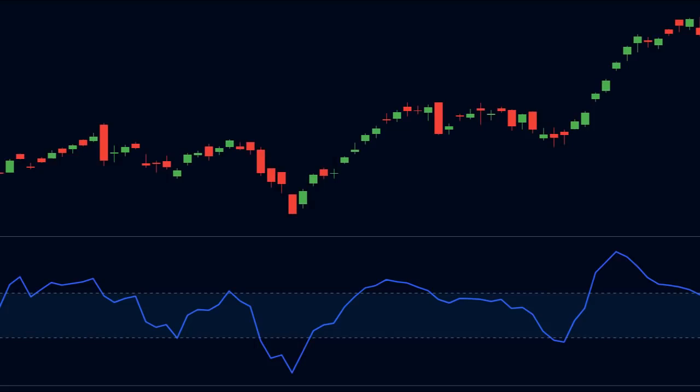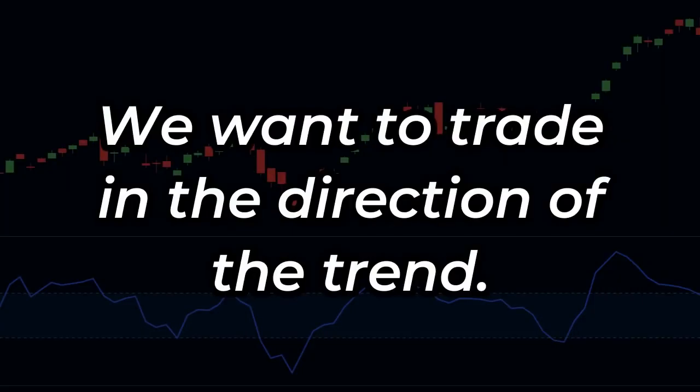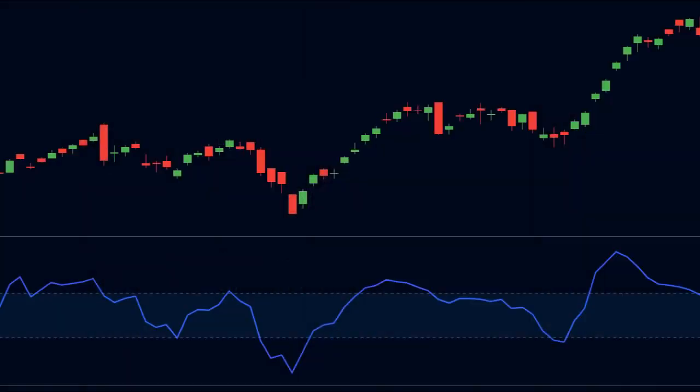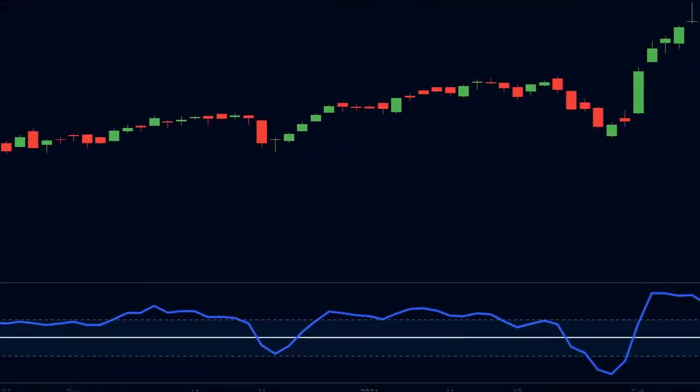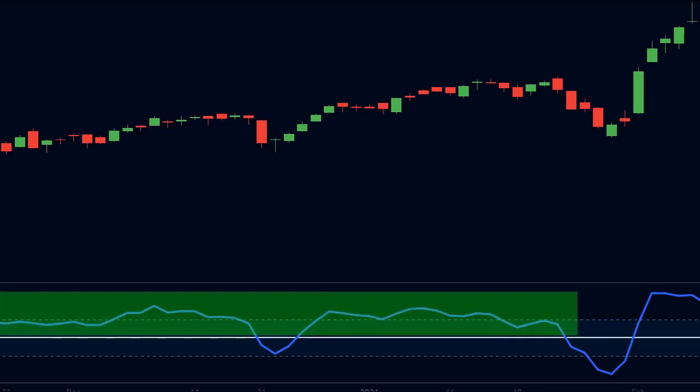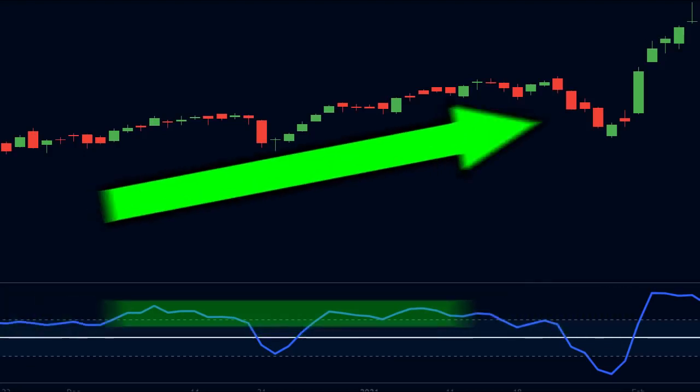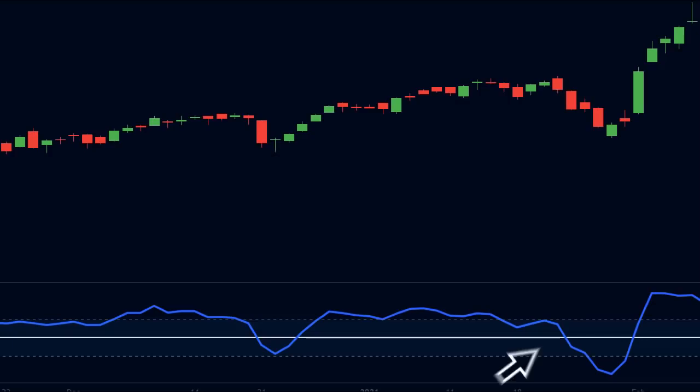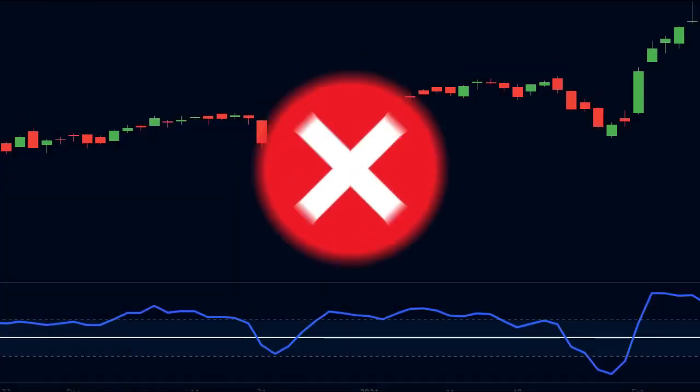But a point to remember here is that we want to only trade in the direction of the existing trend. Let me explain this with an example. Look at this chart. Here we see that for the most part, the CCI has consistently stayed above the zero line. This means that the price is in an uptrend. Now, all of a sudden, the price breaks below the zero line and crosses the minus 100 level. So what should we do? Should we sell? The answer is no, we should not sell.